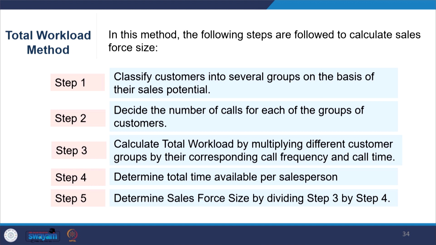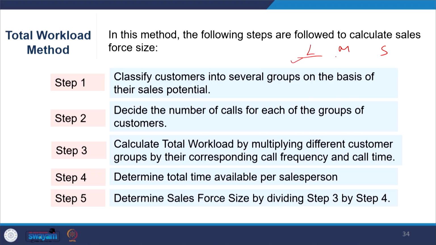For example, in the second step, you have large, medium and small. How many calls or meetings will I have to do to close the deal in case of a large customer? How many meetings or sales calls do I have to make to close the deal for a medium customer? Similarly, for a small customer. Obviously, this will differ, because in case of large clients, maybe you have to work a little harder in comparison to medium or smaller clients.